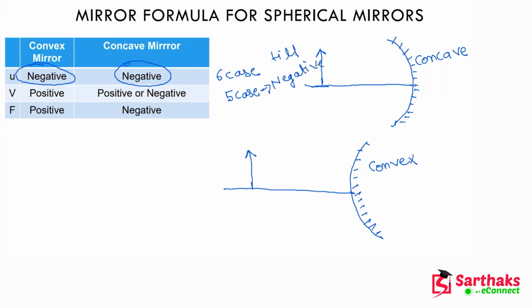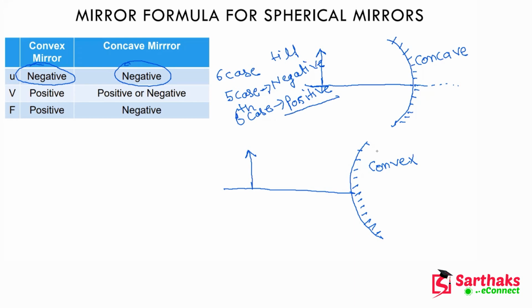But in the last case, or you can say the 6th case, what happens? The image was formed behind the mirror. So for the 6th case, we will take the image distance as positive, because you can observe, or you can simply see the last lecture, that the image was formed behind the mirror in the 6th case. So that's why the image distance is taken positive for those cases.